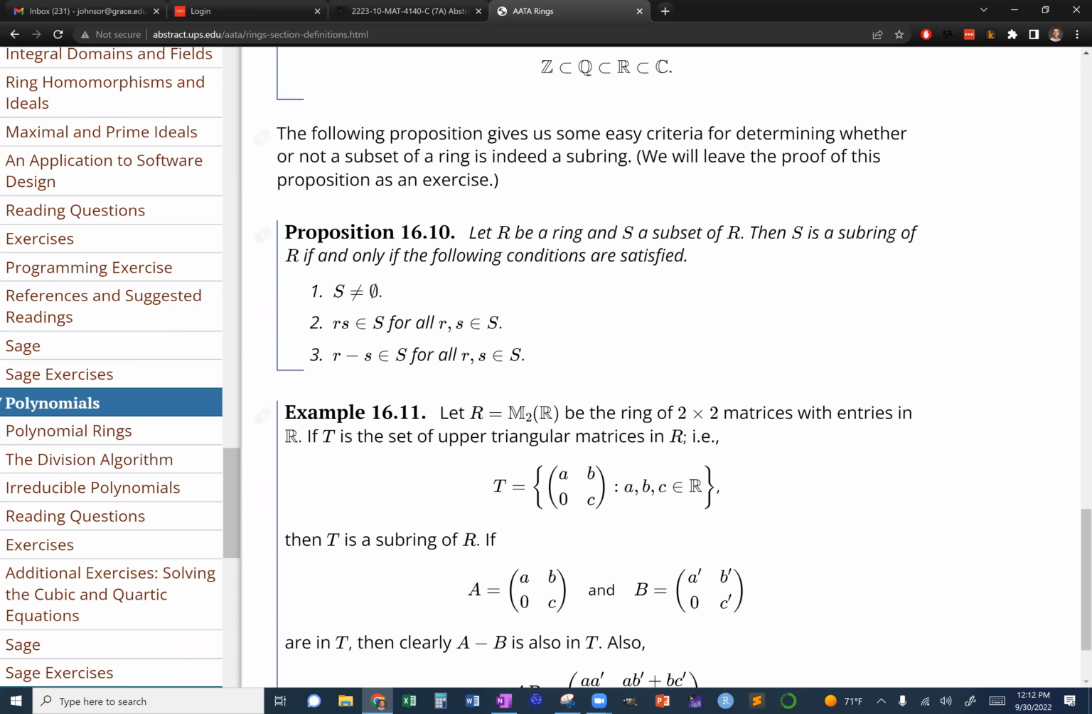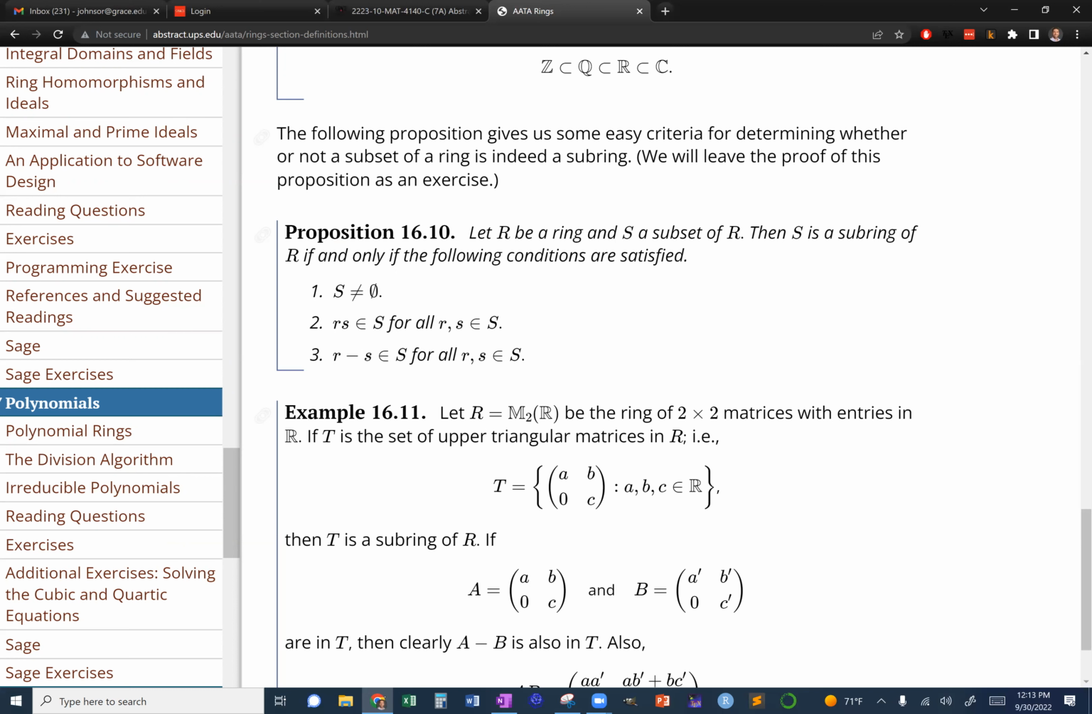For number 2, you're showing it's closed under multiplication. Number 3, you're showing it's still a subgroup under addition. Because remember with rings, multiplication can be weird, but addition is always like addition, which means it has the structure of an abelian group. So that's all there is to it.